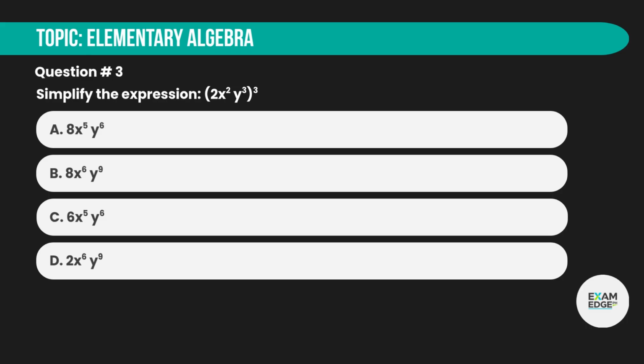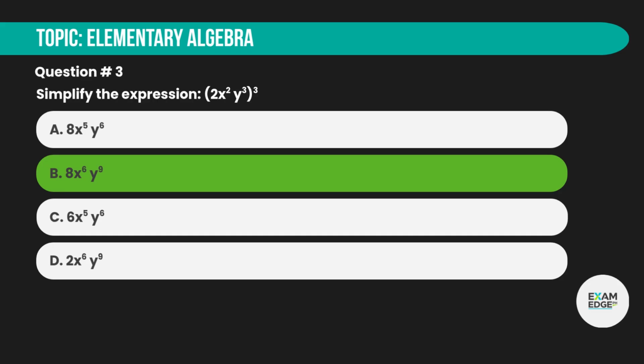Question number 3. Simplify the expression 2x squared y cubed, cubed. A. 8x raised to 5, y raised to 6. B. 8x raised to 6, y raised to 9. C. 6x raised to 5, y raised to 6. D. 2x raised to 6, y raised to 9. Correct answer: B. 8x raised to 6.